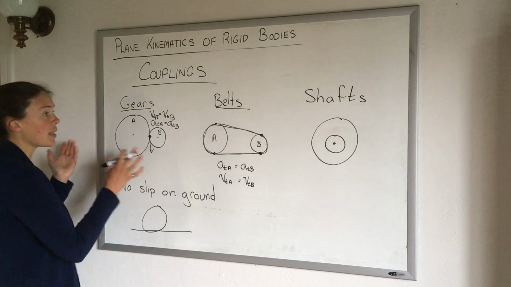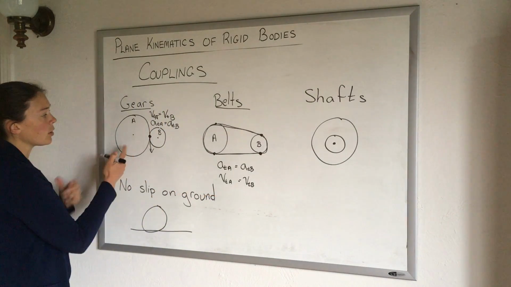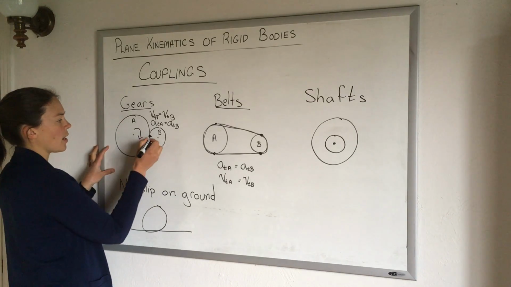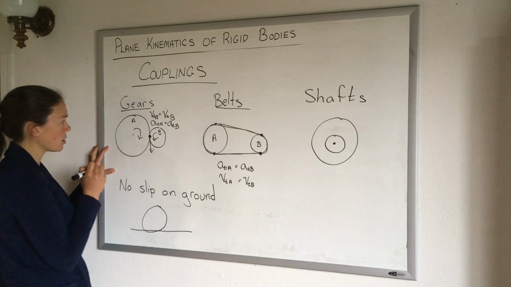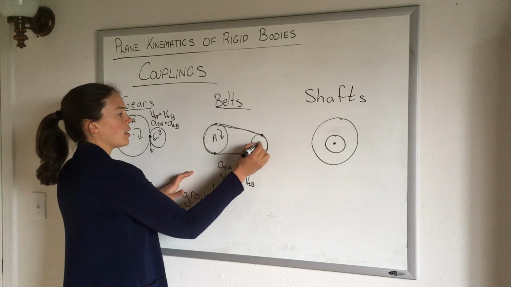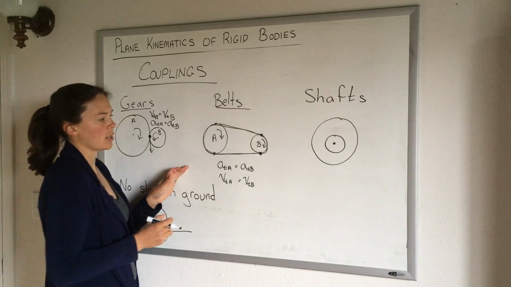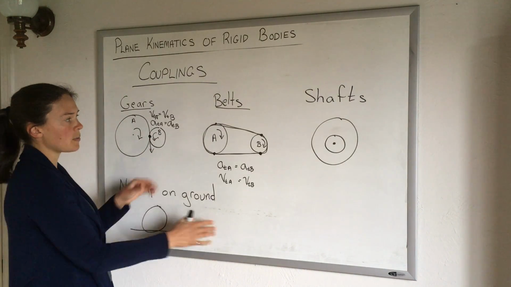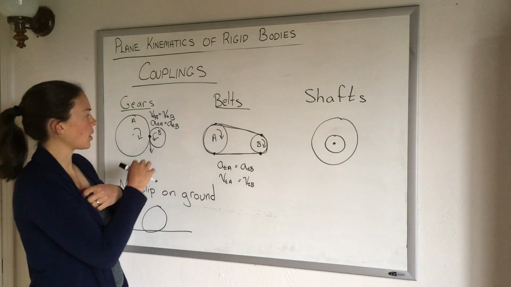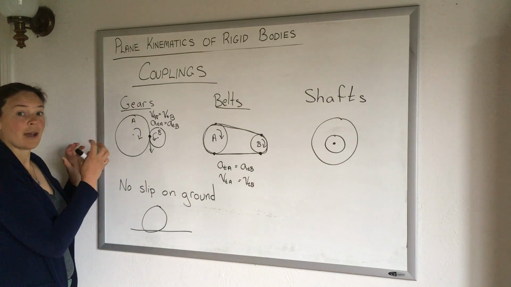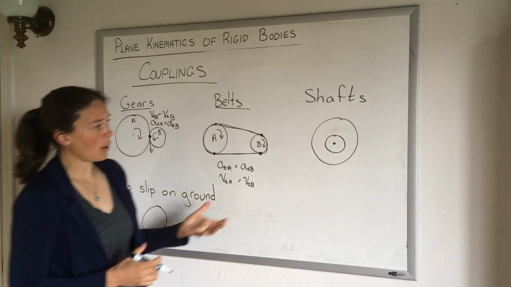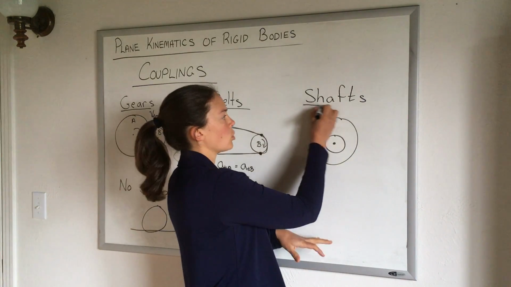The difference between gears and belts, here gear A will be moving counterclockwise and gear B will be moving clockwise. And here with the belt, if A is moving clockwise, B is also moving clockwise. So similar sorts of relationships. In this case, we have the same motion in terms of direction, and in gear systems, we have opposite motion direction.